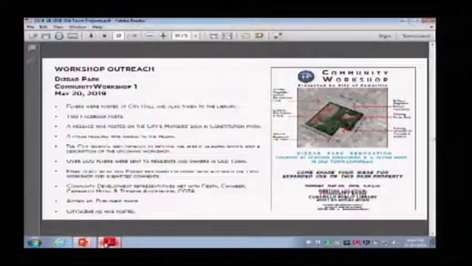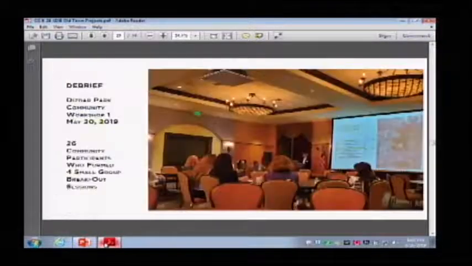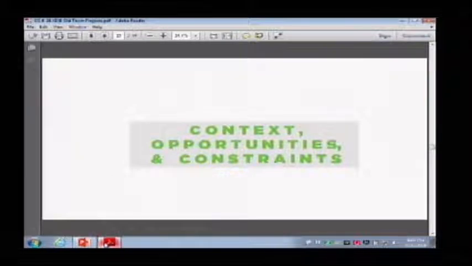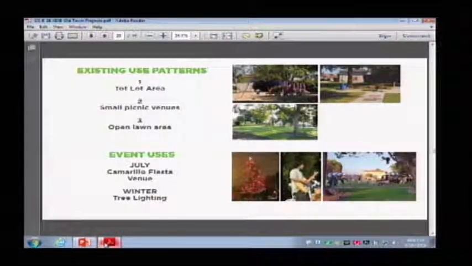A very similar level of public outreach occurred for DISDAR. However, for whatever reasons, the actual turnout here was quite smaller, less than half. It was 26 participants, and those participants formed 4 small breakout sessions. We began looking at some of the existing uses, the tot lot area, the small, very individual kind of family, small picnic venues, and the open lawn area, and then spoke to the major uses of the Camarillo Festival Fiesta and the winter tree lighting.